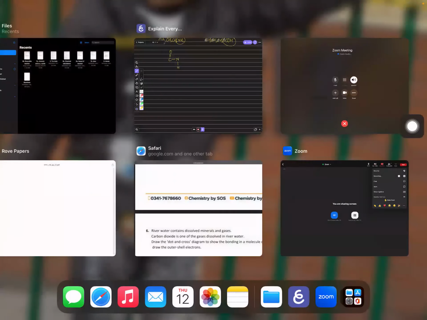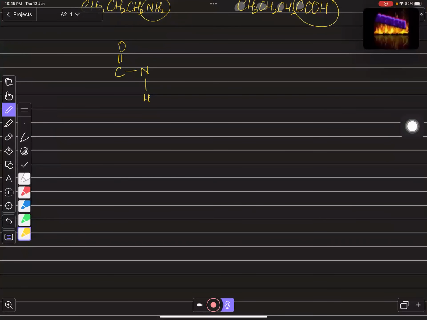Right? So you can see this is the functional group for amide, and for suppose we have H over here and we have a carbon chain over here, so this is amide, right? This is amide. You can convert amides into amines as well.